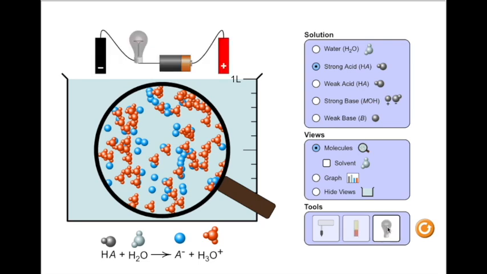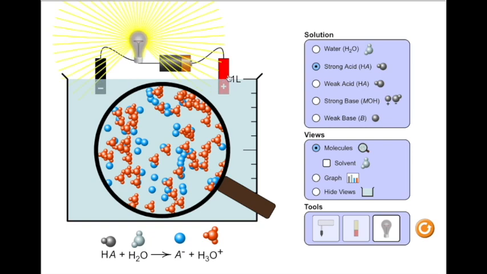To measure the conductivity, once the bulb icon is selected, drag one of the red or black electrodes into the solution. The brightness of the bulb indicates the conductivity of the solution. The brighter the bulb, the more conductive the solution. The orange Reset button returns the screen to its original state.